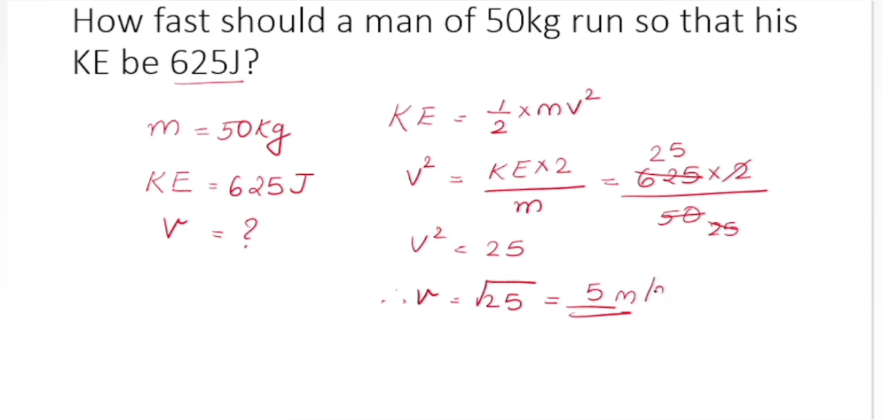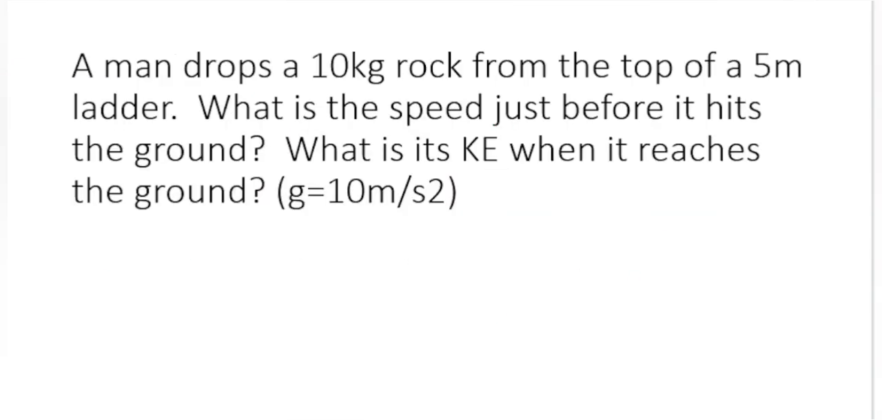Always write the unit. A man drops a 10 kg rock from the top of a 5 meter ladder. What is the speed just before it hits the ground? What is its kinetic energy when it reaches the ground? Mass is given as 10 kilogram. We know that when something is dropped from the top, the energy it possesses is potential energy. So height is also given, 5 meters.